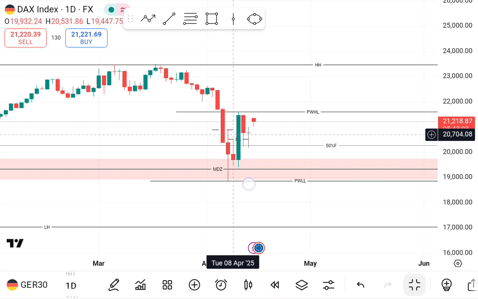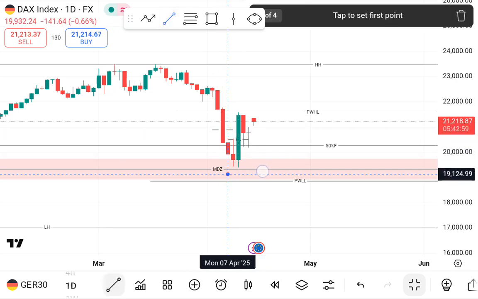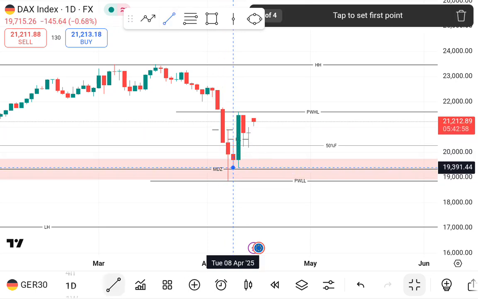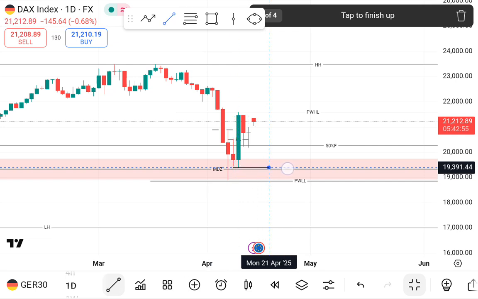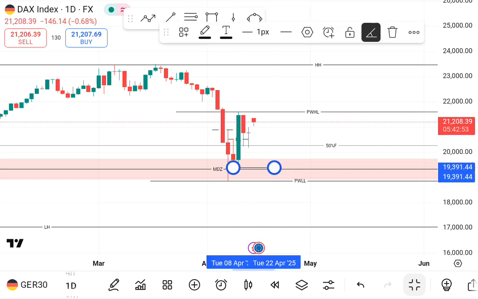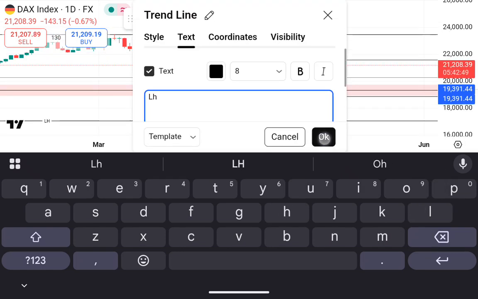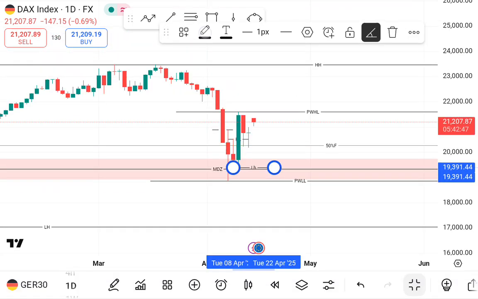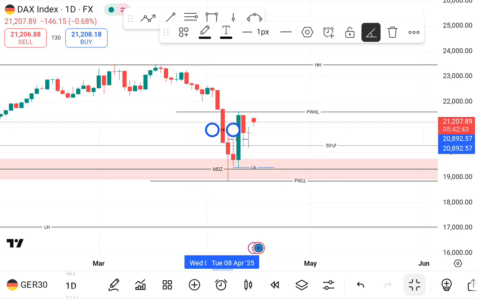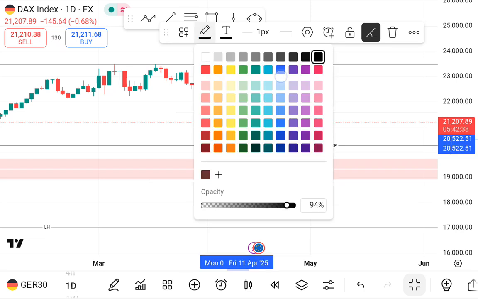On Wednesday, that's where we saw that buyers were taking control. They're giving us this lower high right over here. I'm going to make this blue, all of them. I'm just going to make them blue.